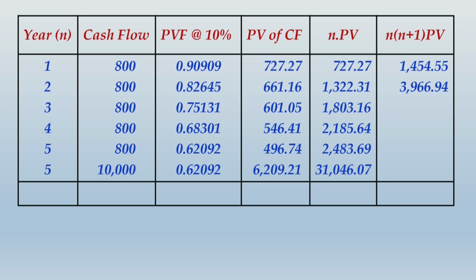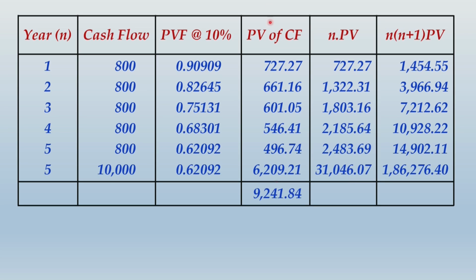3966.94. So you know what I am simply doing over here: this value multiplied by 2, this value multiplied by 3, likewise this value multiplied by 4, this value multiplied by 5, this value multiplied by 6, and again this value multiplied by 6. When you take the summation of PV of cash flow, it will indicate the bond value. When you take the summation of N into PV, it will give you the base for computing the volatility of the bond.